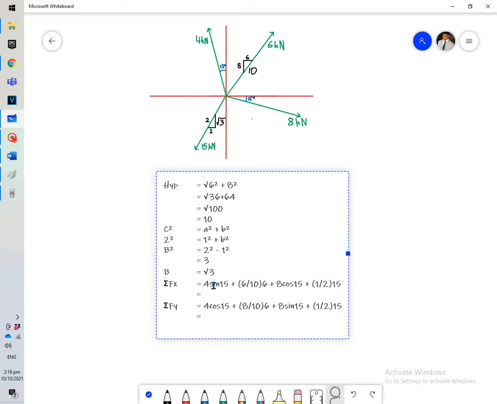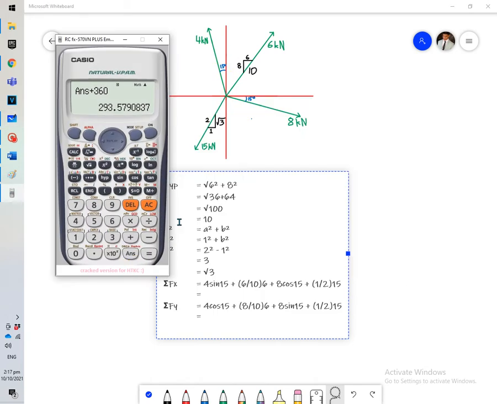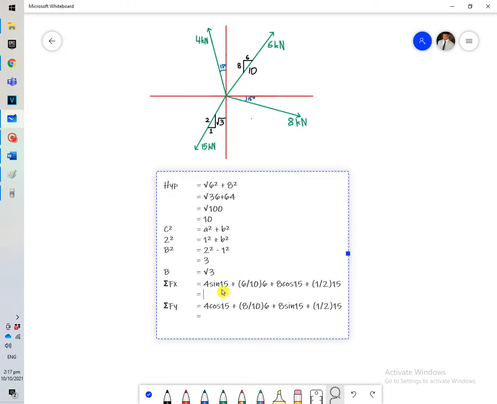So, yun. Sine 15. Saan nanggaling yung sine 15? Yun nga. Opposite over hypotenuse. Opposite dahil opposite yung parallel sa x-axis. So, input natin sa calculator. Sine 15 times 4. So, first answer is 1.035. Also, mind the direction.